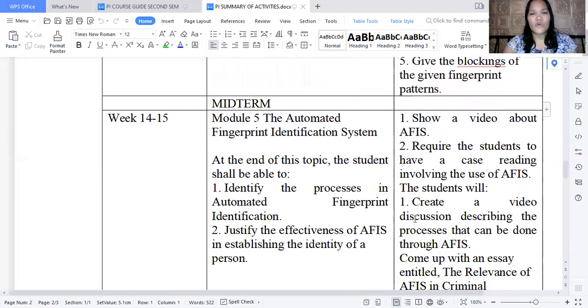For weeks 14 to 15, we will be dealing with module 5, which is the automated fingerprint identification system, or the so-called AFIS.